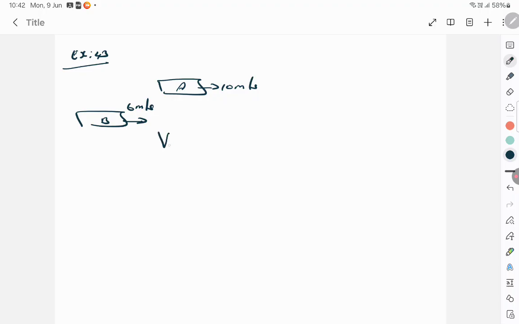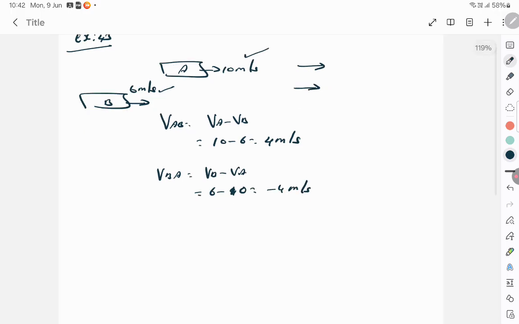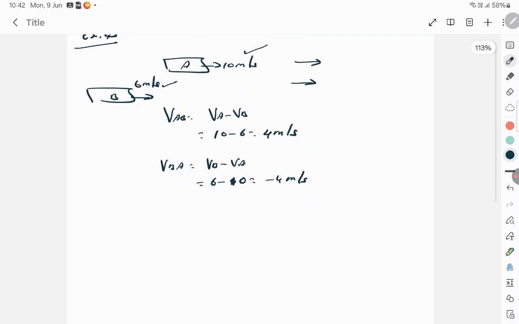Find the relative velocity of A with respect to B, which will be VA minus VB. VA is positive, VB is also positive because both of them are towards the right side. Therefore it's 10 minus 6, which is 4 meter per second. If they ask you B with respect to A, it will be VB minus VA, which is 6 minus 10. So the answer will be minus 4 meter per second. Okay, so that's what it is, and let's go to the next question.